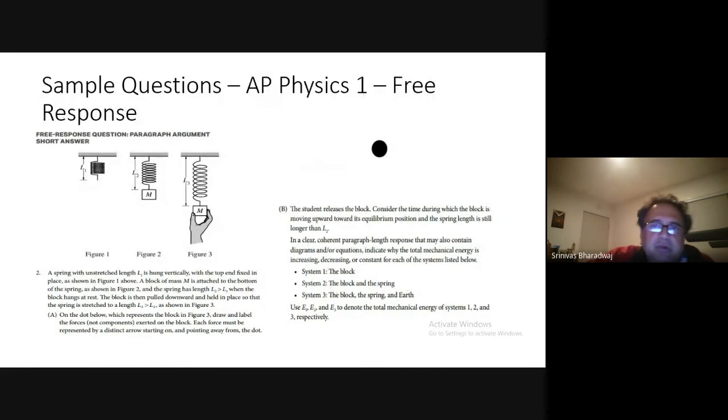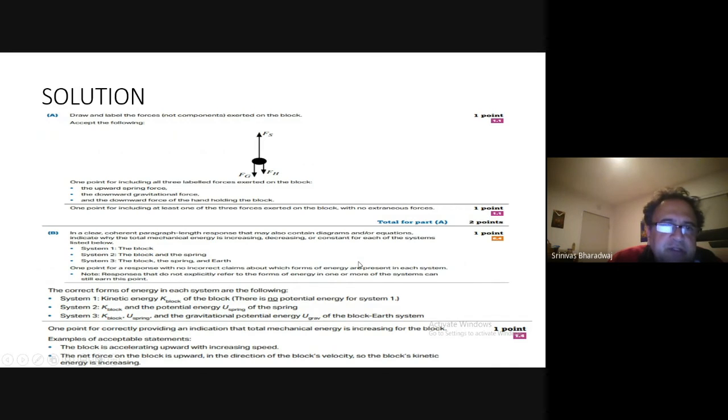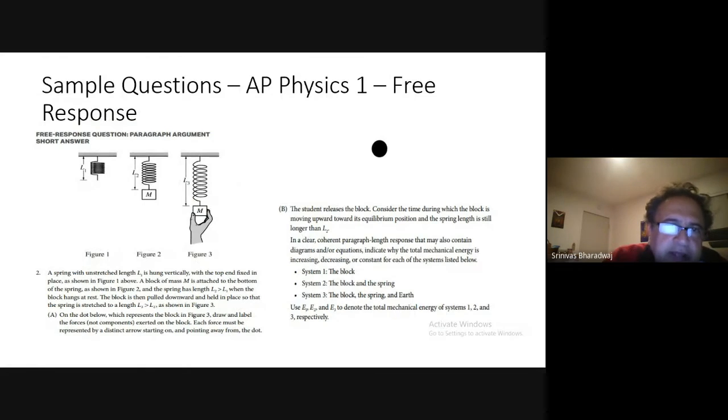Now, the other type of question that you have in your exam is what is known as a free response question. A free response question will typically consist of a picture like this one, and then a set of A, B, C, D, E questions. Okay? And you need to write a paragraph argument as a short answer.